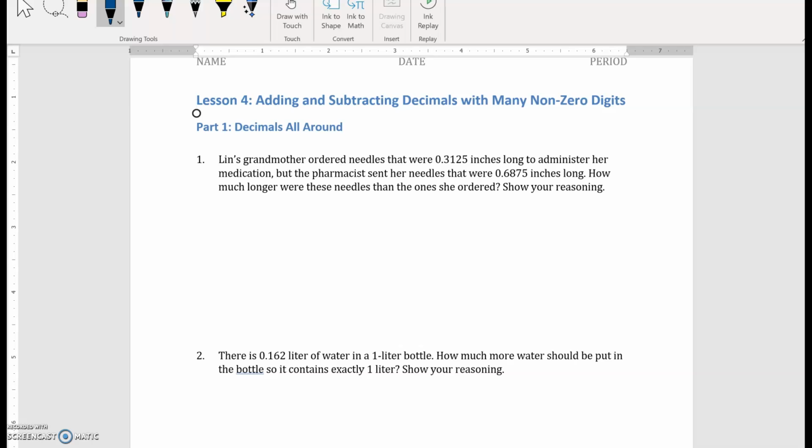Hi scholars, today we're doing lesson 4 in the same unit where we're going to be continuing to add and subtract decimals, but this time we're going to have many non-zero digits in decimal. So because of that, we're going to focus on using the standard algorithm today.